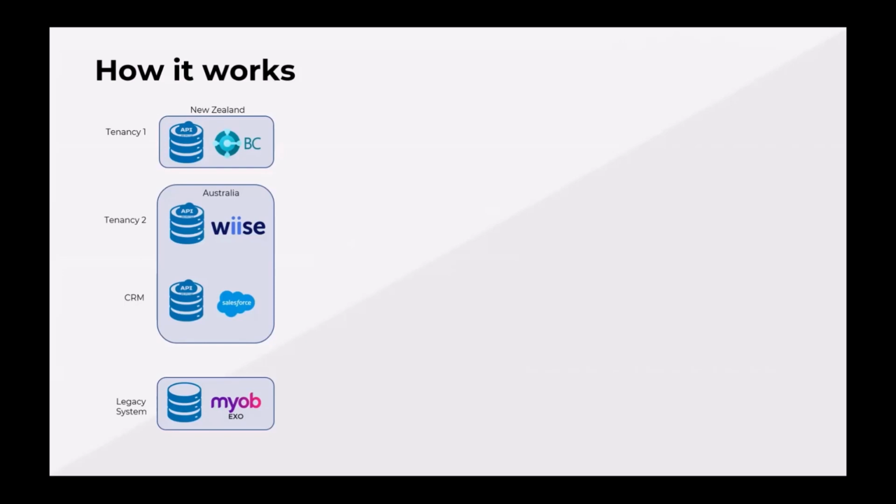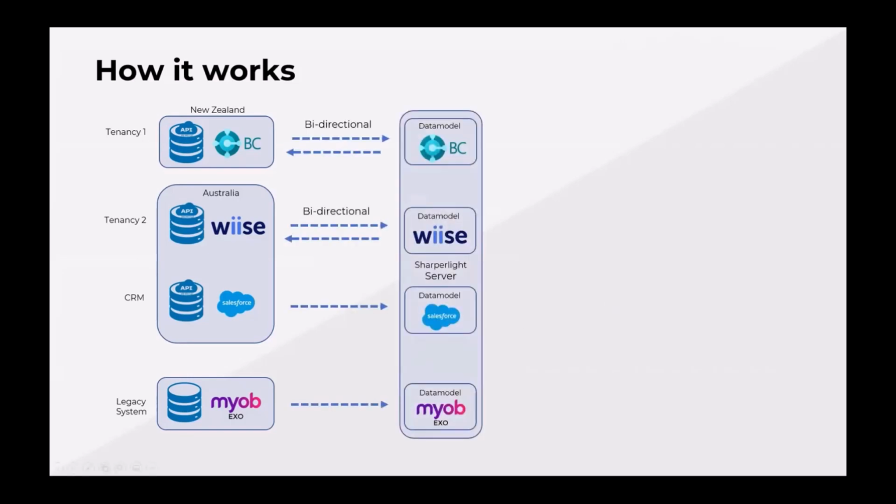Now, another big advantage with BC is we can connect to multiple tenancies across Wiise or BC and consolidate not only multiple tenancies, but companies within those tenancies as well. So it's critical. You can have a Wiise tenancy connected or a BC, it does not matter. Once connected, some of our data models are bi-directional, and this really gives you the ability to reallocate journals to different cost centers or departments via Excel with an upload.